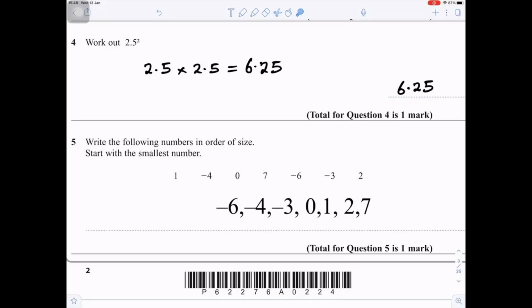Question number 5. Write the following numbers in order of size. Start with the smallest. So the smallest is -6, followed by -4, -3, 0, 1, 2, and 7. That's the order from the smallest to the biggest. Very important to remember that: from smallest to biggest. Students tend to forget what they ask. Sometimes they might ask it as put in ascending order, from smallest to biggest.